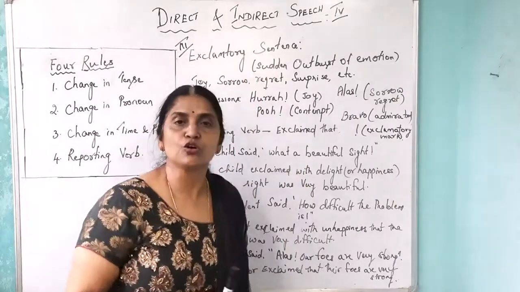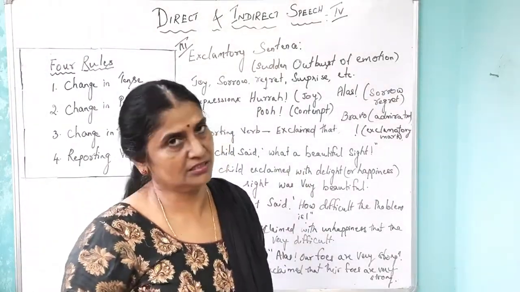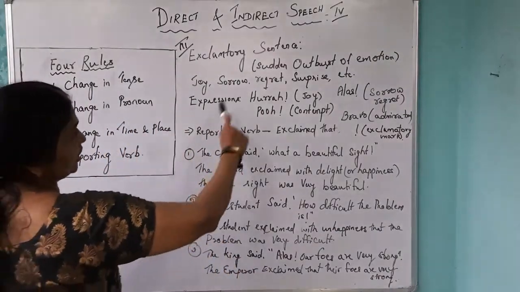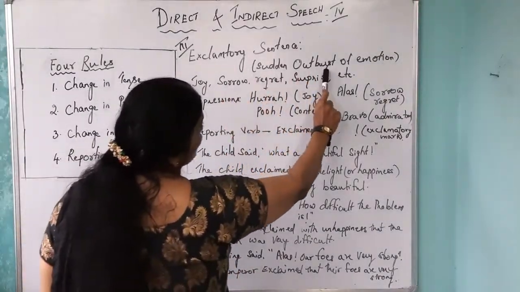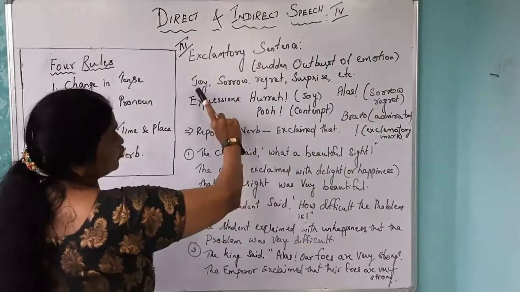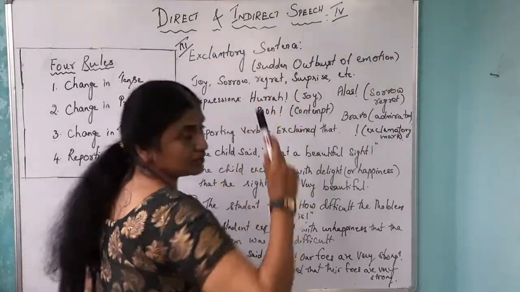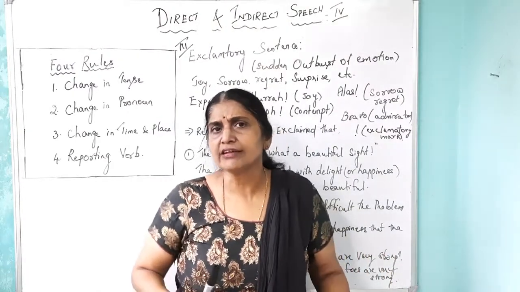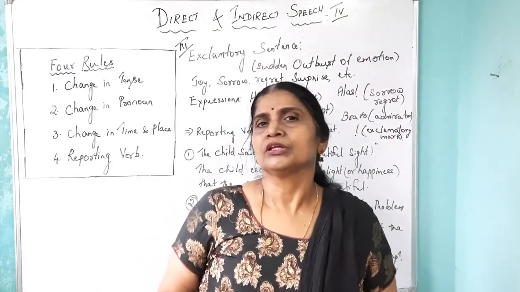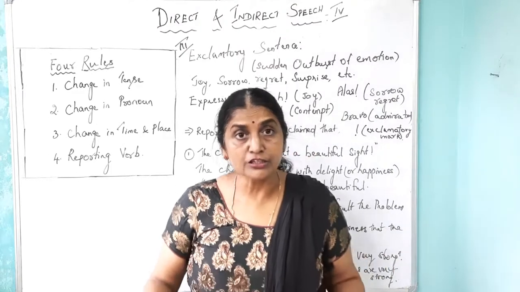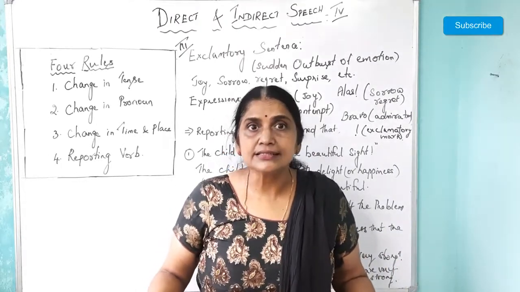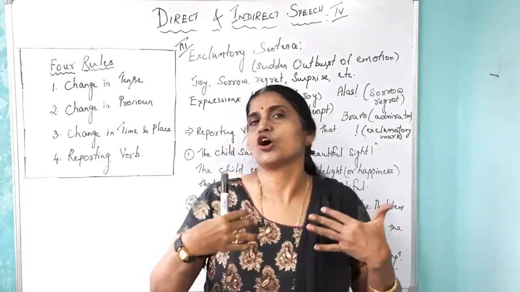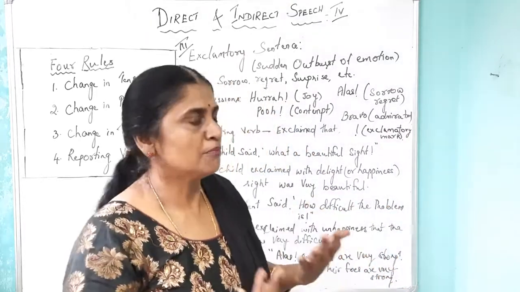First of all, you should know what an exclamatory sentence is. An exclamatory sentence deals with sudden outbursts of emotion, such as joy, sorrow, regret, surprise, etc. Suppose you're shocked, and you never expected somebody to meet with an accident. Then you say, "Alas, he's dead in the accident." Alas. That sort of feeling comes automatically from your mouth.